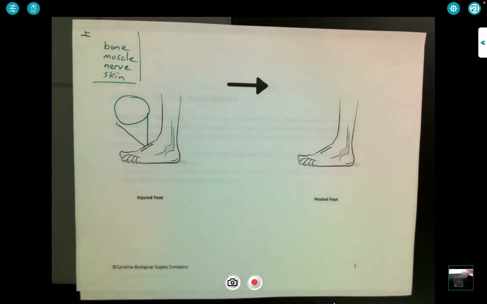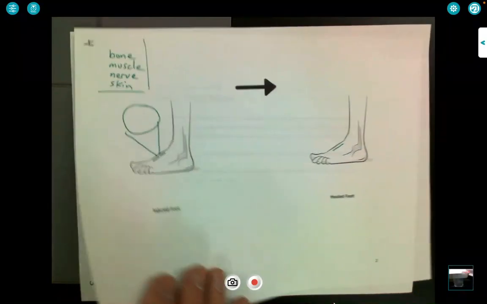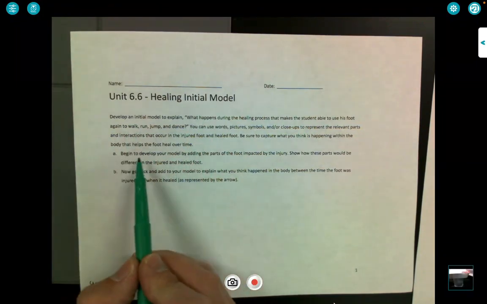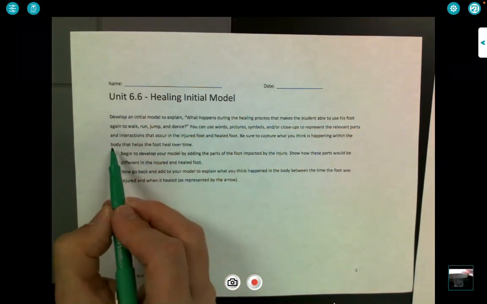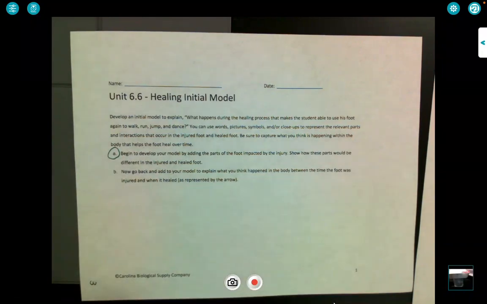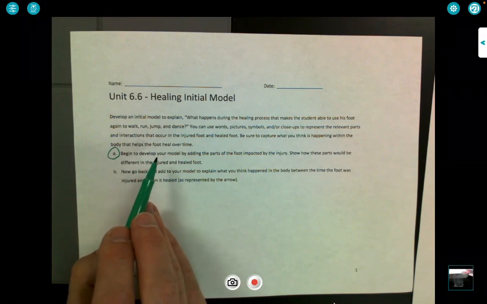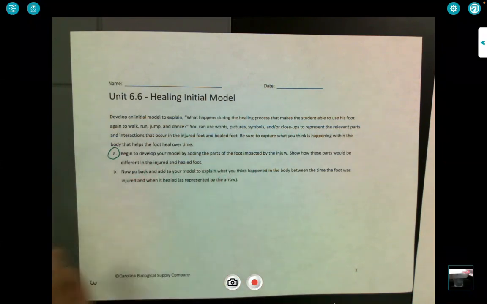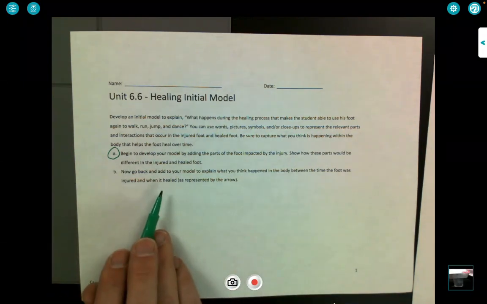Okay, so if you want to pause for a few minutes and go ahead and do that, you can. When you're done, we're going to move on to the next step. The directions for all this are on the page before, on page 3. So what we did is we just did this A here. That's when you're going to be doing your two models, showing the parts impacted by the injury, how they would be before and after. Once you've got that part done, we're going to go to B.